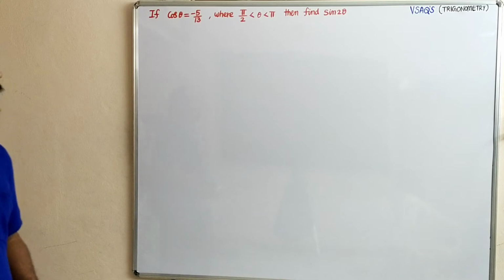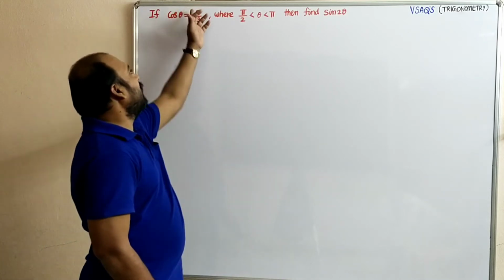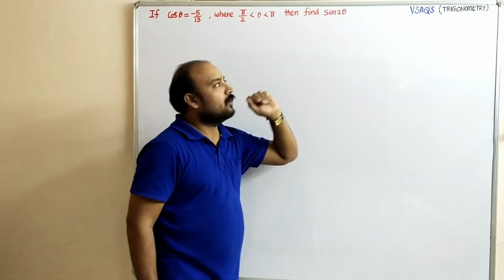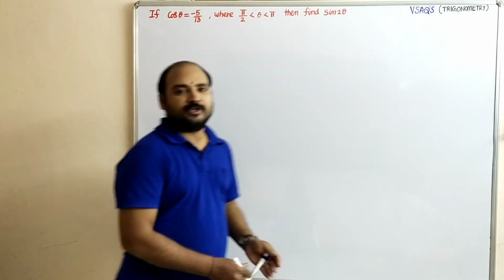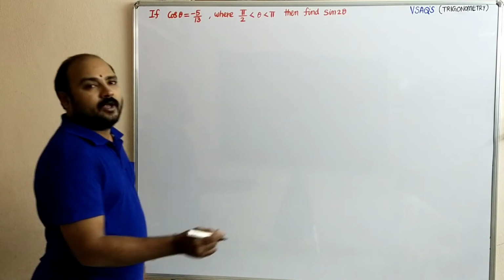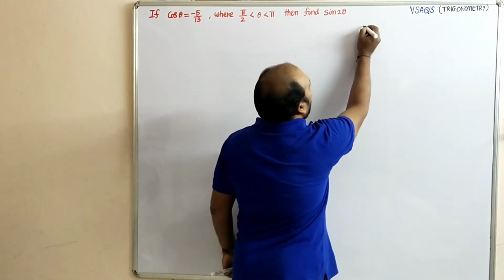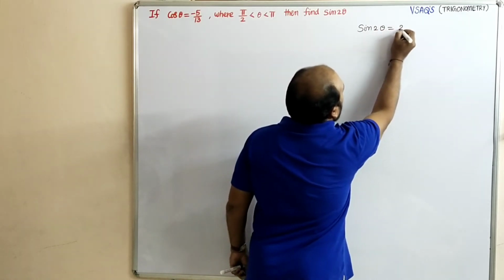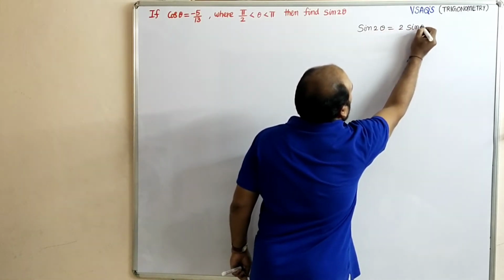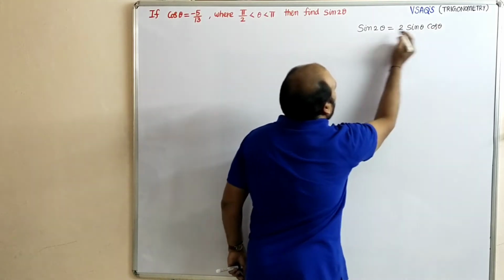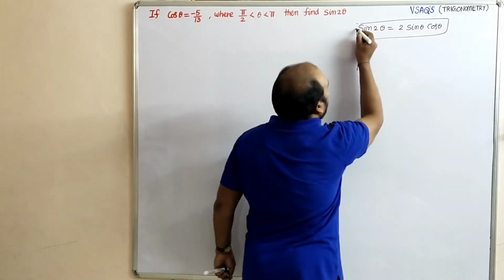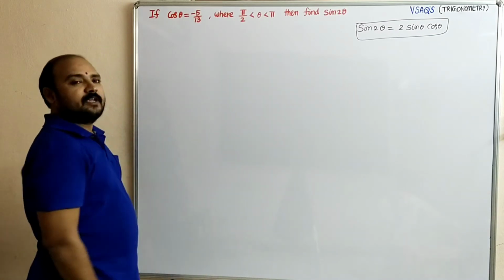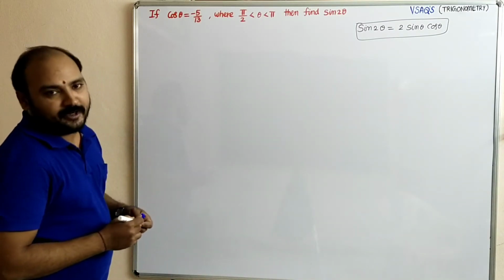The next question. If cos theta equals minus 5 by 13, where pi by 2 is less than theta is less than pi, then find sin 2 theta, like the previous problem only. Here they are asking to calculate sin 2 theta. First you write the formula for sin 2 theta: 2 sin theta cos theta. This is the formula. So from the given information, we have only the cos theta value. You have to calculate sin theta by using the identities.